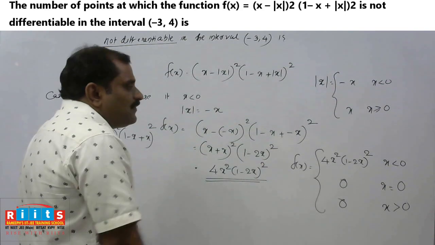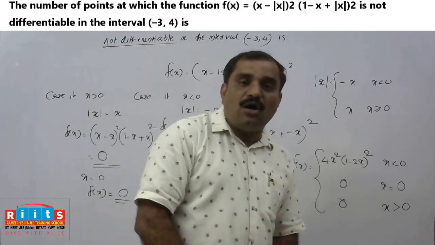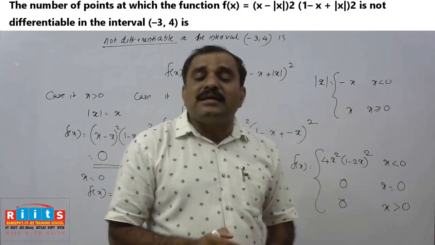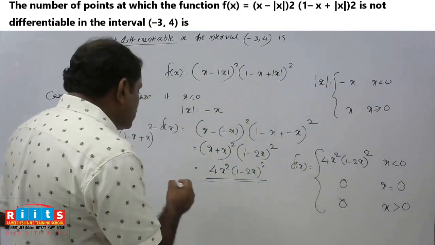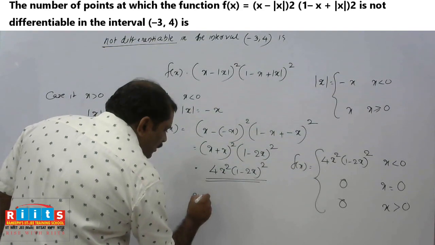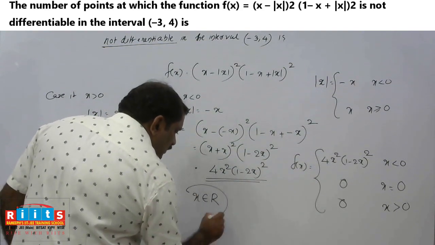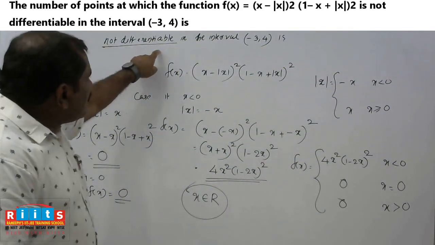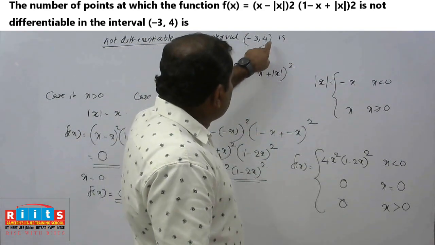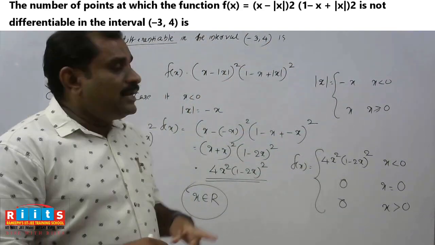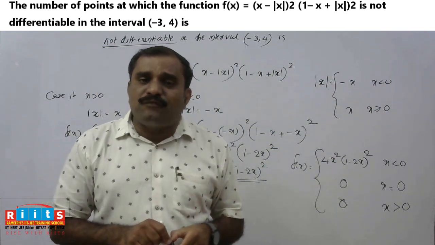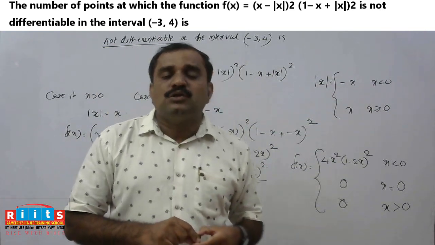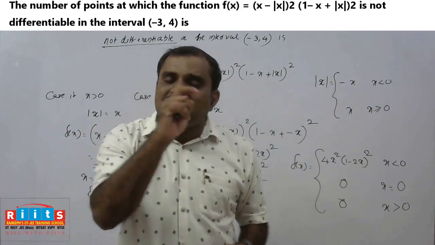Here the left hand derivative and right hand derivative are always equal. So the function is always differentiable anywhere, for x belonging to any real number. Here the question is, it is not differentiable in the interval minus 3 to 4. There is no point where it is not differentiable. So the right option is, it is not differentiable at any point. So the right answer is first option.